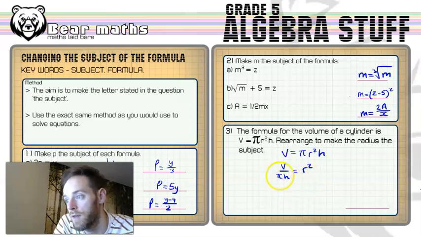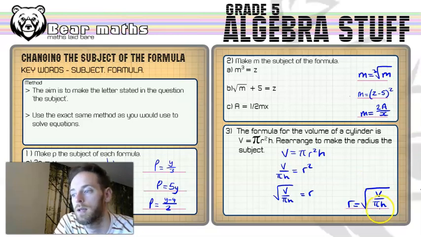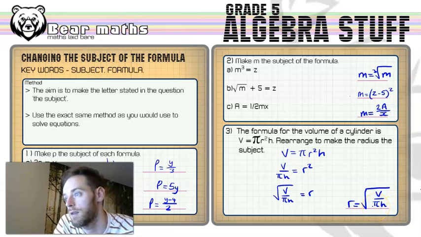Now it's not just the v or the pi h, it's the whole thing. So the square root of the whole thing, as long as you show that, is equal to r. We have found what r is on its own. We have rearranged to make r the subject. So r, just write it out again for you, square root of the whole thing, v over pi h, or h pi, doesn't matter which way around you write that, because it's just a number next to pi. Again, another one that I hope makes sense for you.